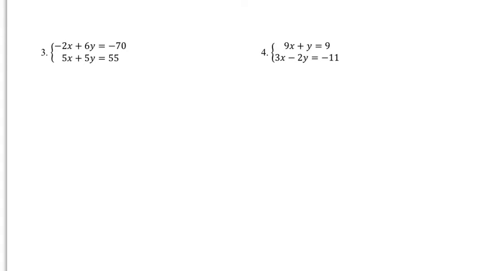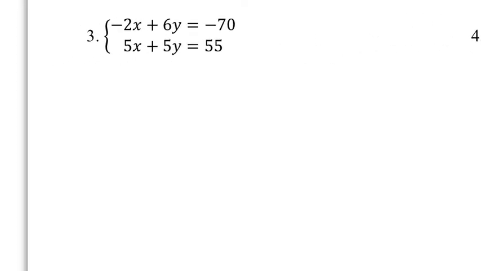All right, this is your turn number 3. So remember, we are looking for a variable to eliminate. So right now, of course, they won't. Negative 2x plus 5x is 3x. 6y plus 5y is 11y. Nothing's going to eliminate. So let's try to make something eliminate.